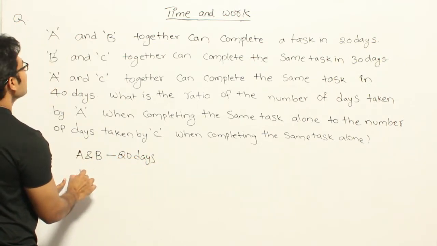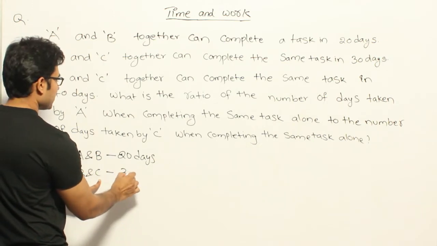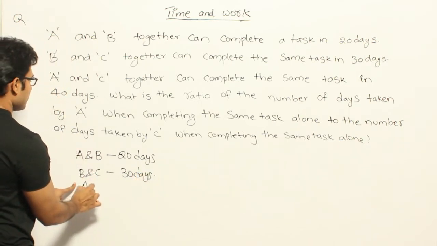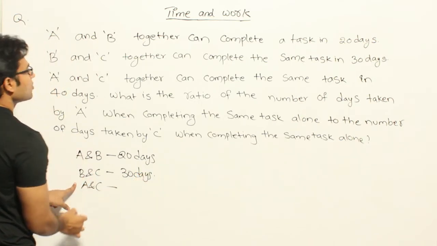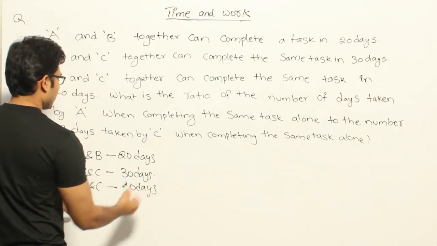And the other one is B and C, when they are working together, they are able to finish it in 30 days. And the other one is A and C, when they are working together, they are able to finish the same task in 40 days. Okay.